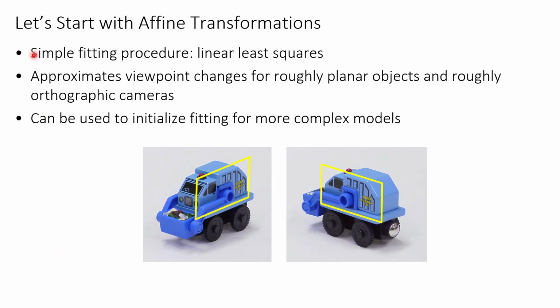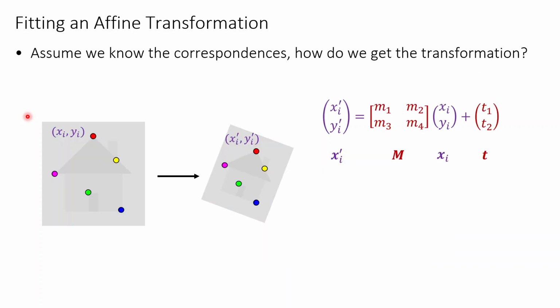Okay, now let's see how to compute these transformations. The simple fitting procedure is linear least squares, which approximates viewpoint changes for roughly planar objects and roughly orthographic cameras, and can be used to initialize fitting of more complex models. Now let's fit an affine transformation. Assume we know the correspondences, then how do we get the transformation? That's the question. We know this red point matches with this red point and so on, and we want to find the affine transformation.